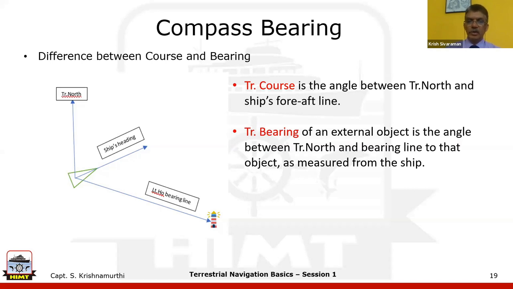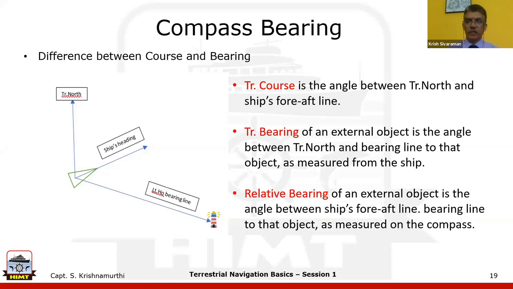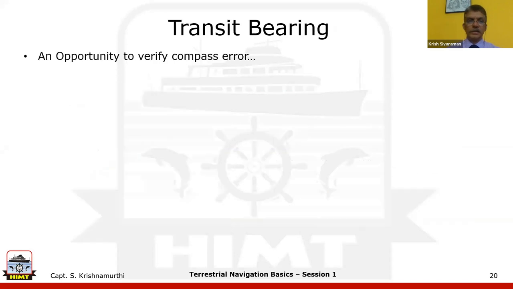So, anybody want to now tell me what relative bearing is? Relative bearing is the angle between the ship's heading and the line of bearing. Perfect. Between the ship's fore and aft line and the line of bearing to that object as measured on the compass. Excellent.